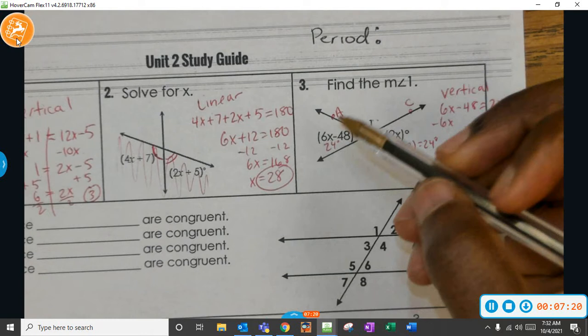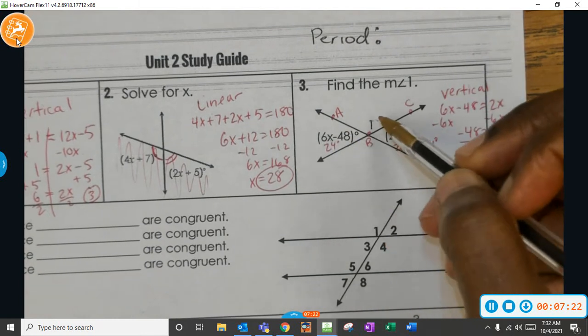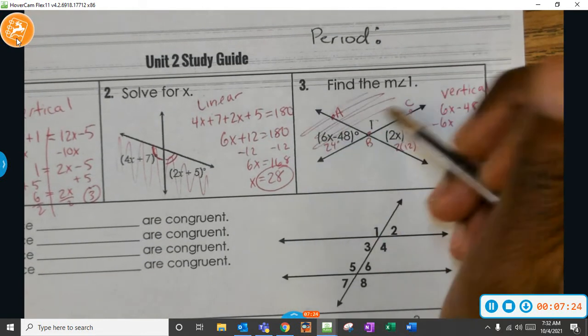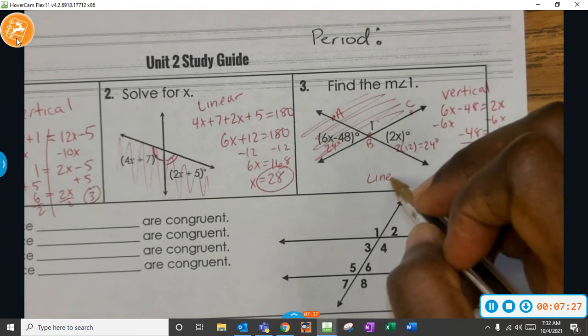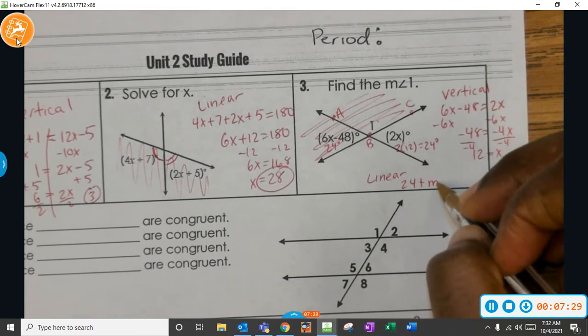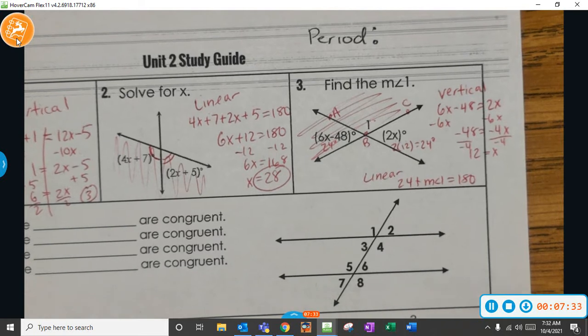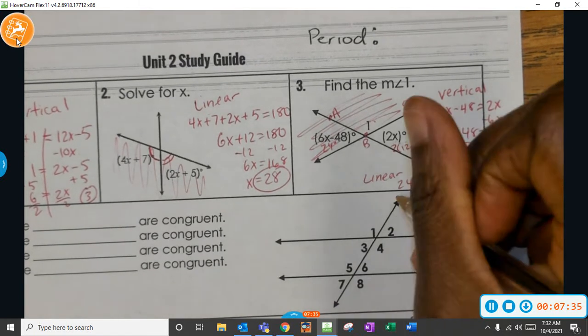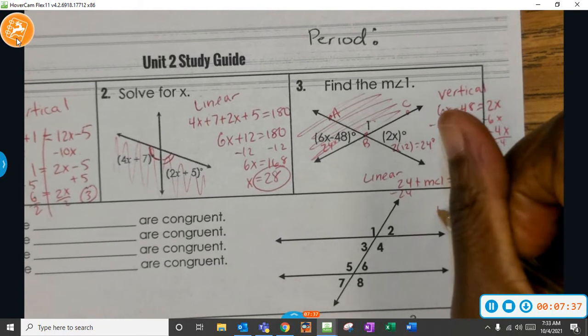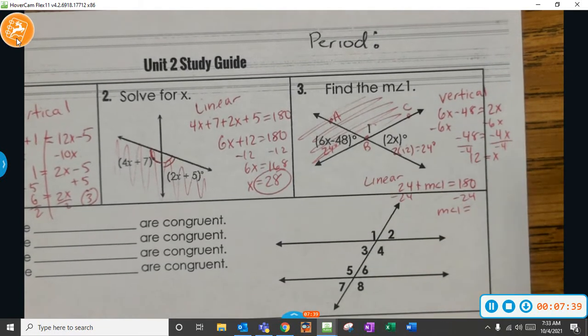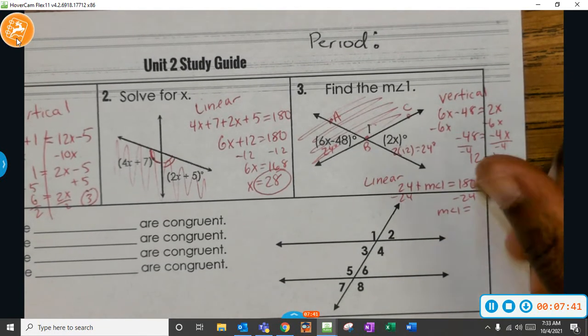So on a vertex where these two angles are 24, to find angle 1, these make a linear pair. So 24 plus the measure of angle 1 makes 180 because they make a straight line together. So subtracting 24 from both sides lets us know that the measure of angle 1 is 156.